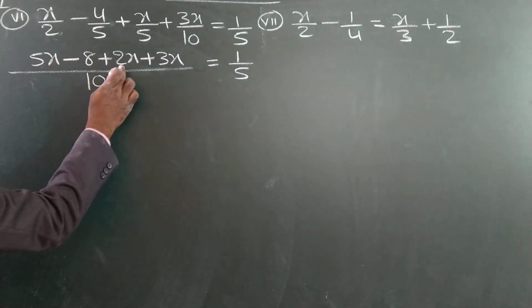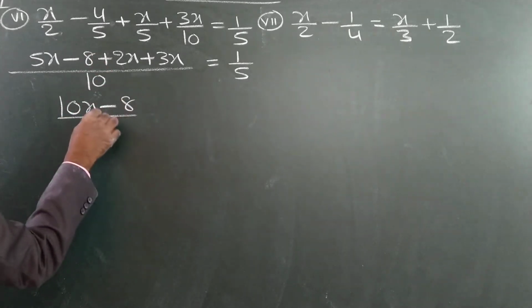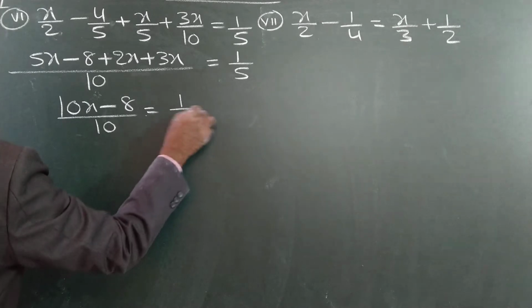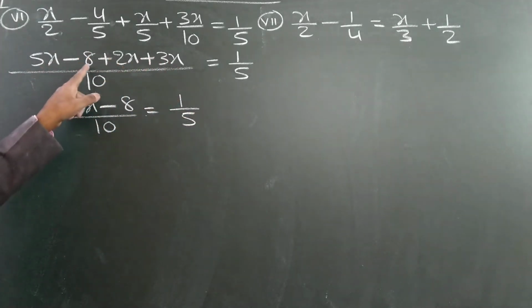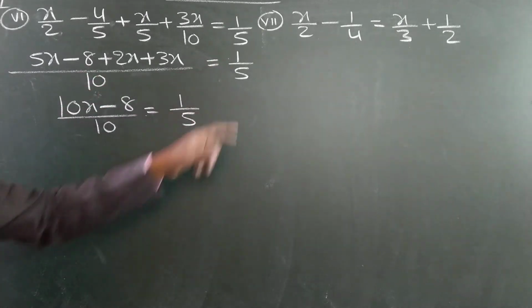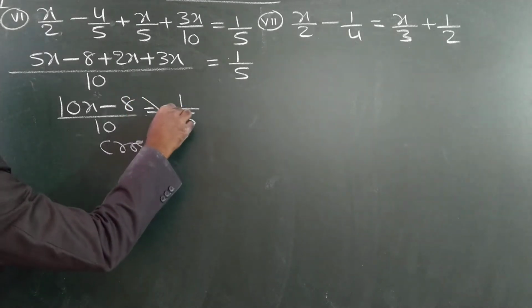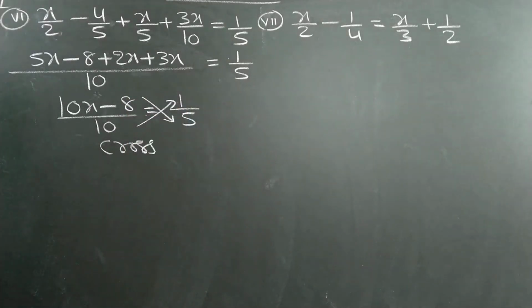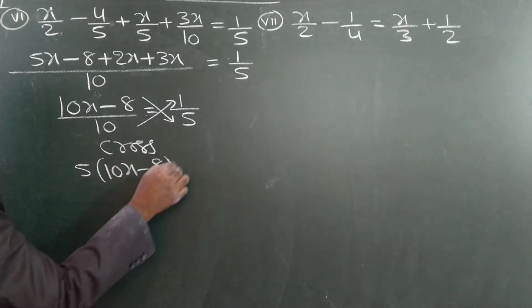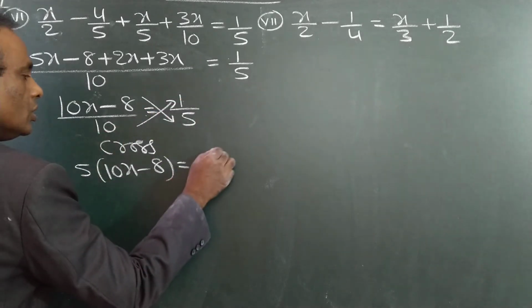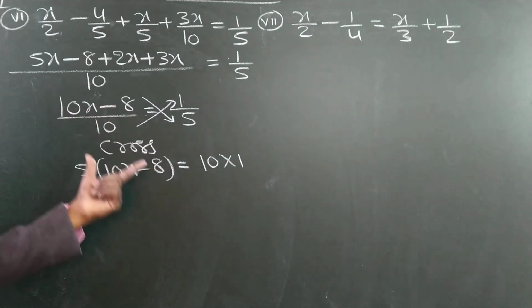5x plus 2x, 7x plus 3x, 10x minus 8 by 10 is equal to 1 by 5. 5 plus 2, 7, 7 plus 3, 10. 10x minus 8 is the same, by 10 is equal to 1 by 5. Cross multiplication. See here. 5 into 10x minus 8, 10 into 1.